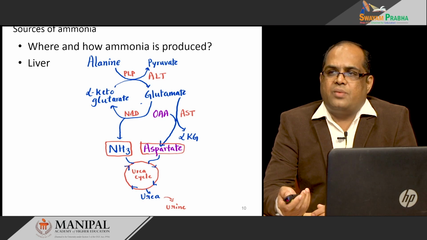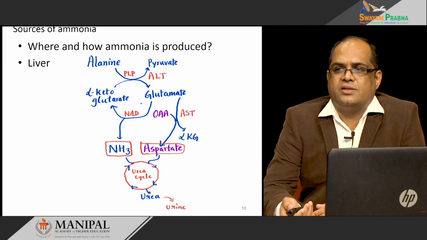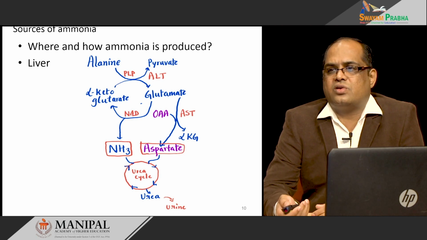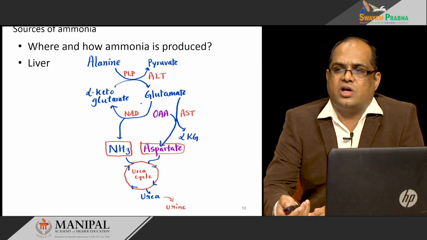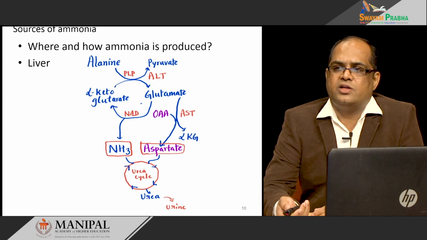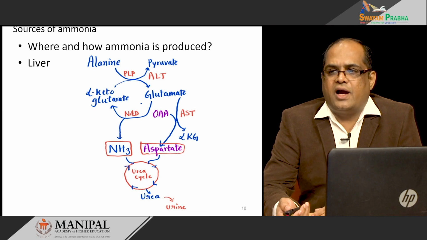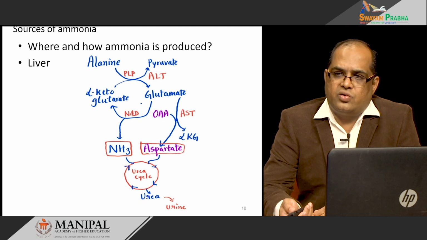Then that glutamate can also be acted upon by one more transaminase, that is the aspartate transaminase, and here this glutamate gives that amino group to oxaloacetic acid, OAA, to convert into aspartate, and glutamate converts into alpha ketoglutarate, and aspartate is the source of the second nitrogen of the urea.